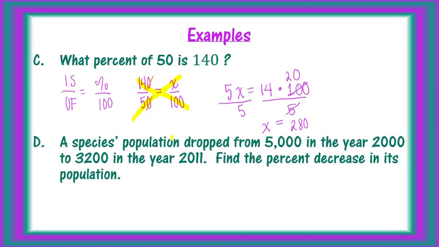A species population dropped. So since I see drop, I know that I'm probably going to be looking at percent decrease. So dropped from 5,000. So that means the original was 5,000. In the year 2000, we don't care about the year, to 3,200. So the original was 5,000 and the species dropped to 3,200. So these are the numbers that I need from this word problem.